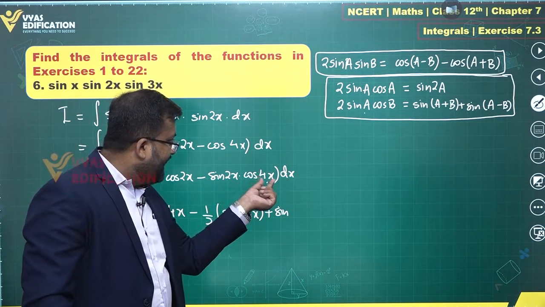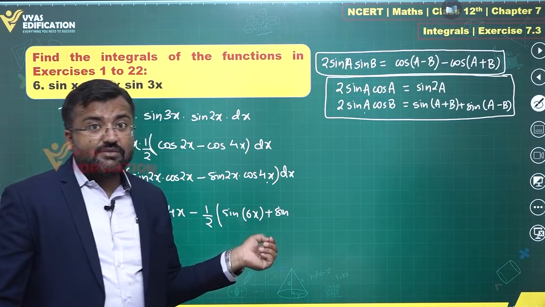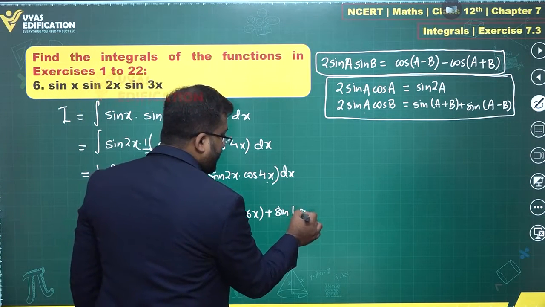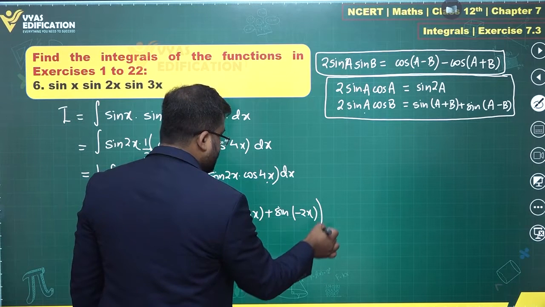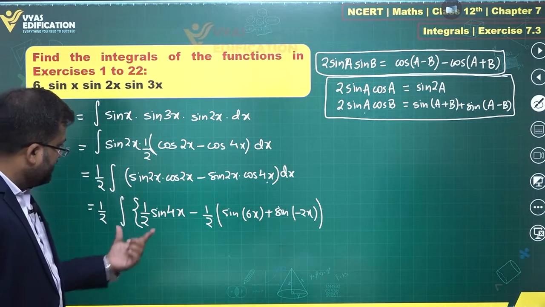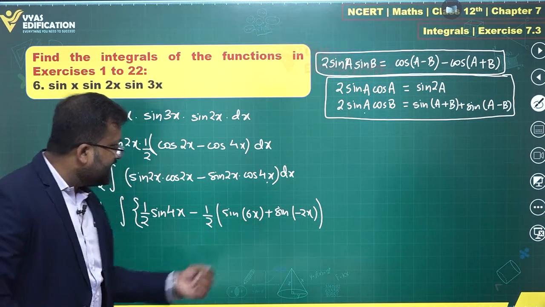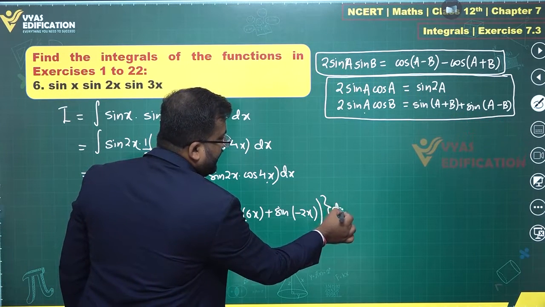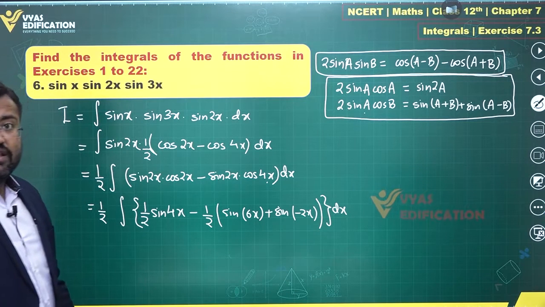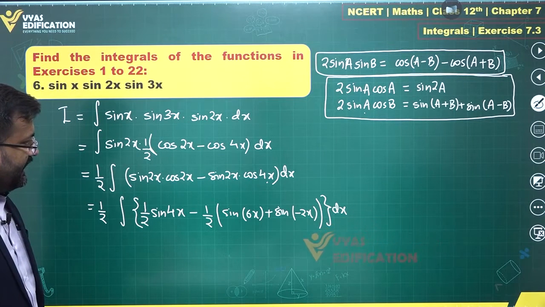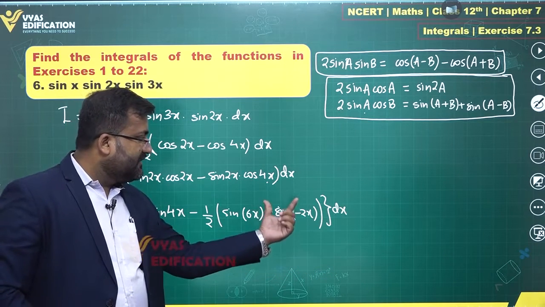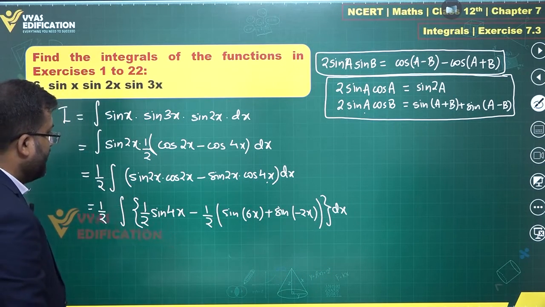So A minus B will be 2x minus 4x, that is minus 2x. And sine of minus 2x is what I'll be getting over here. Okay, this is the first term minus half times the second term, and the curly bracket will end over here. This is dx. That's the complete expression that we have, right? And sine of minus 2x will be equal to minus sine 2x. That's something that we know.